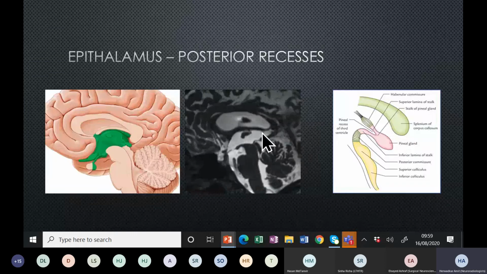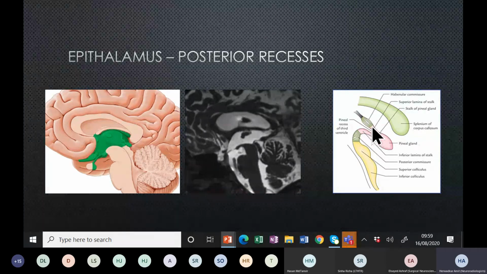And the final aspect of the third ventricle to talk about are these posterior recesses, which we'll talk about in detail next week when we talk about the pineal gland. And this area is called the epithalamus. It deals with the pineal gland over here and the structures which hold the pineal gland together, which are the habenular commissure and the posterior commissure, and the small recess which extends into this pineal gland is the pineal recess of the third ventricle. But we'll talk about that in a little more detail next week.